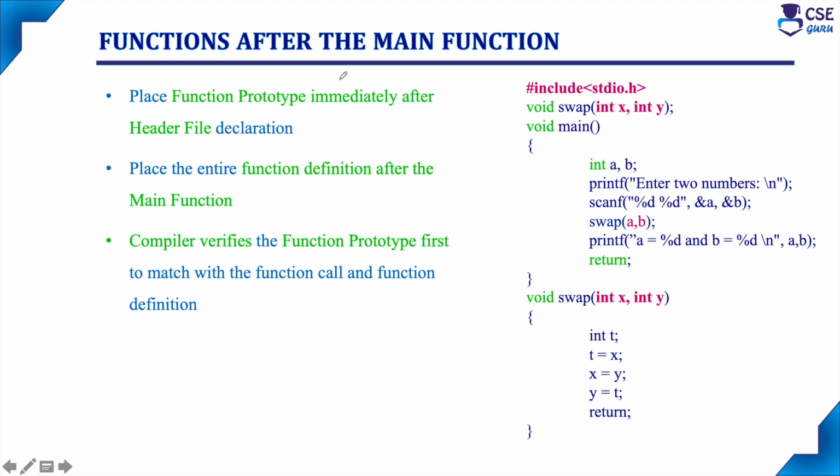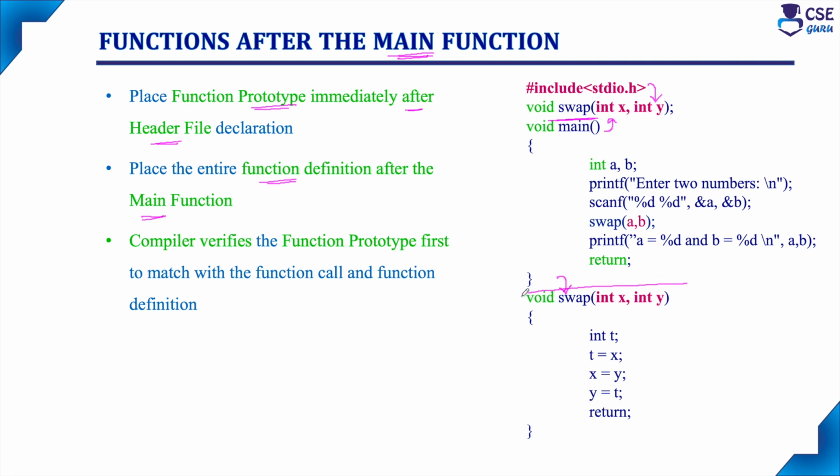And the second method is the usual method we use, that is, place the function after the main function. Place the function prototype immediately after the header file section. So immediately after the header file section, before the main function, we need to place the function declaration, which is another name for function prototype. And we place the entire function definition after the main function.